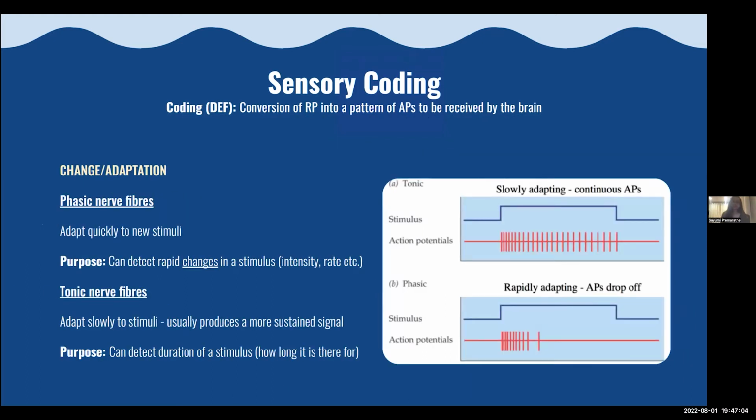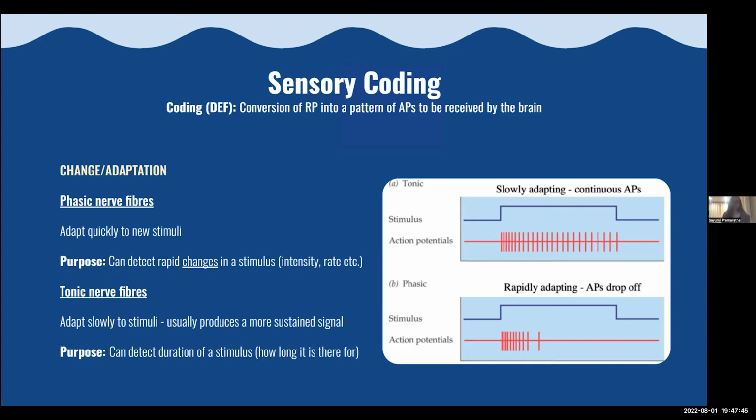Okay, in terms of conveying information about change and adaptation, there are two specific nerve fibers. So there's phasic and tonic nerve fibers. Phasic nerve fibers are important to detect any changes in a stimulus, so any changes in the intensity or the rate. And this is because they adapt very quickly to new stimuli or changes in a stimulus. So on the bottom one in the picture, you can see that when the stimulus starts, the action potentials in a phasic nerve start to fire, but then they'll drop off eventually if the stimulus is not changing.